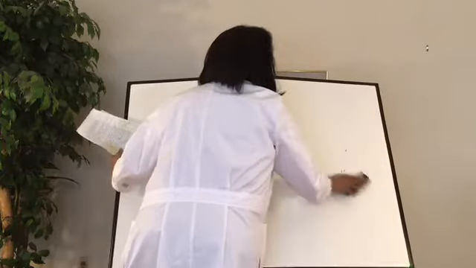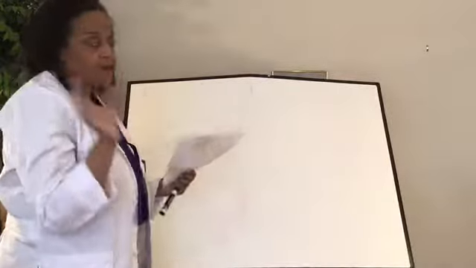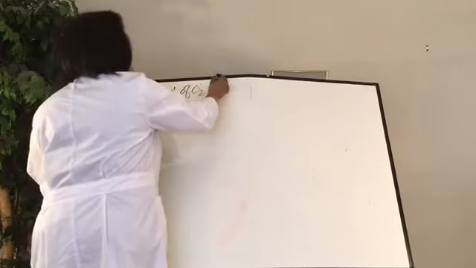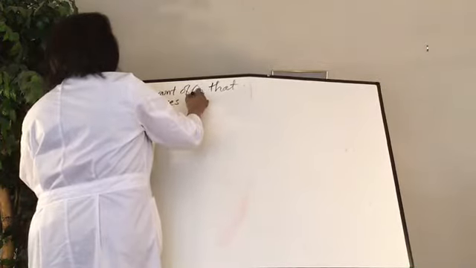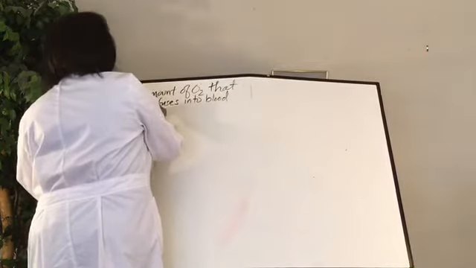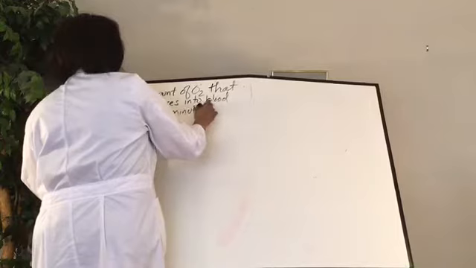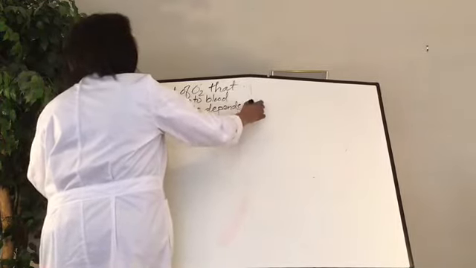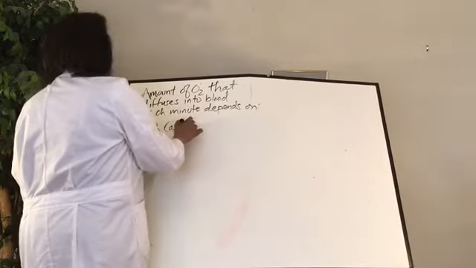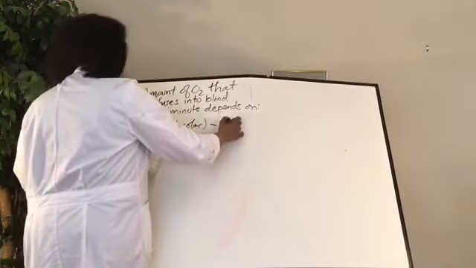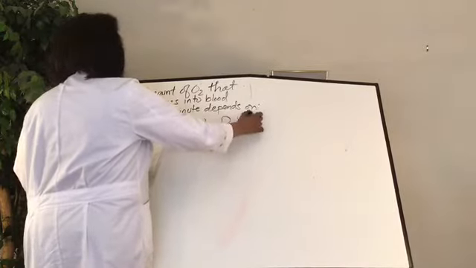Take a sec. All right, let's look. This is the amount of oxygen, and you can see this in your text, verbatim. The amount of oxygen that diffuses into blood each minute depends on the partial pressure of oxygen in the alveoli minus the partial pressure of oxygen in the blood.